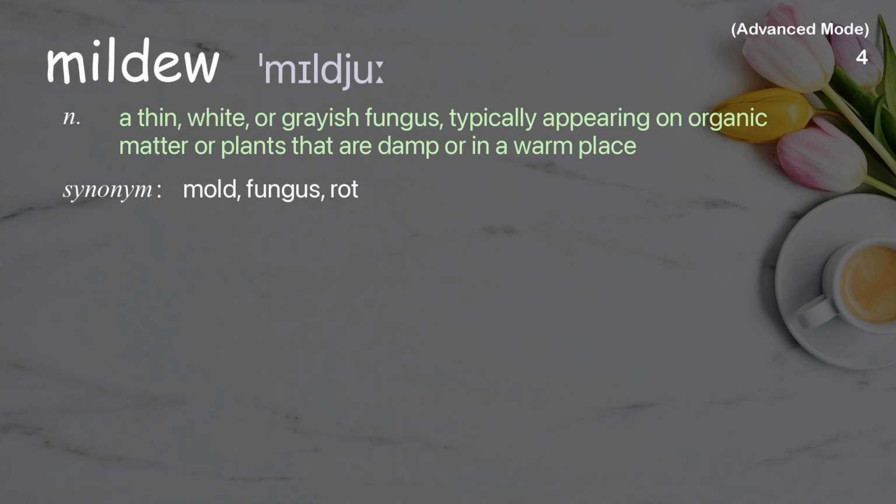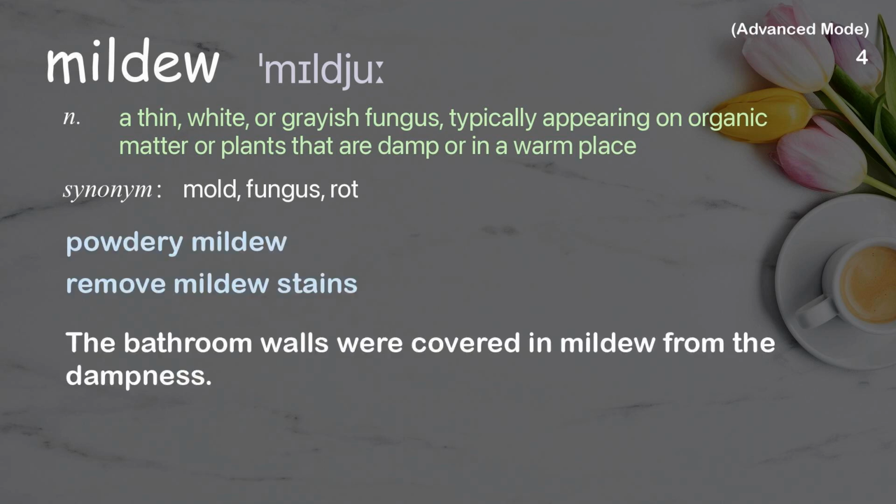Mildew. A thin, white, or grayish fungus, typically appearing on organic matter or plants that are damp or in a warm place. Examples: Powdery mildew. Remove mildew stains. The bathroom walls were covered in mildew from the dampness.